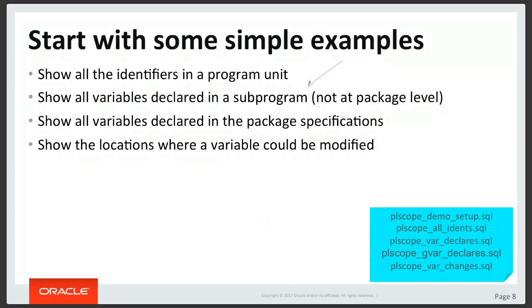Show all the variables declared in a subprogram. Show me all the variables declared in a package specification. That's an example of a QA script. And it's one of the ways in which you can use Live SQL to improve the quality of your code. And I'll explain why I think that's important in a moment. Show the locations where a variable could be modified. Now, rather than show you all these individual files in SQL Developer, let's go check out Live SQL. So I'm going to switch my screens for just a moment.